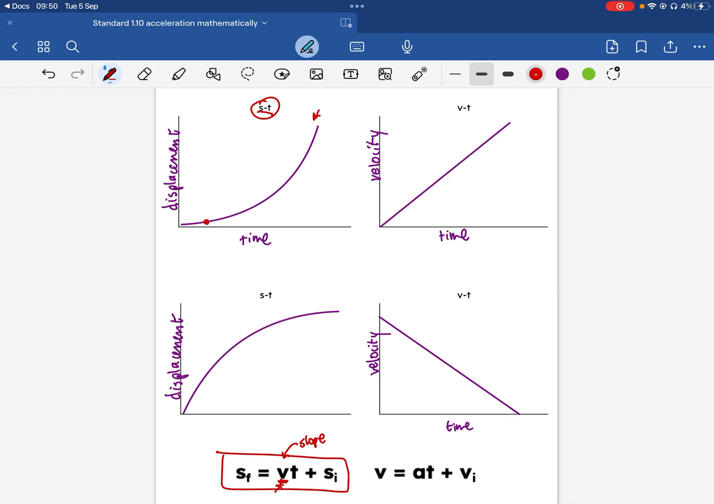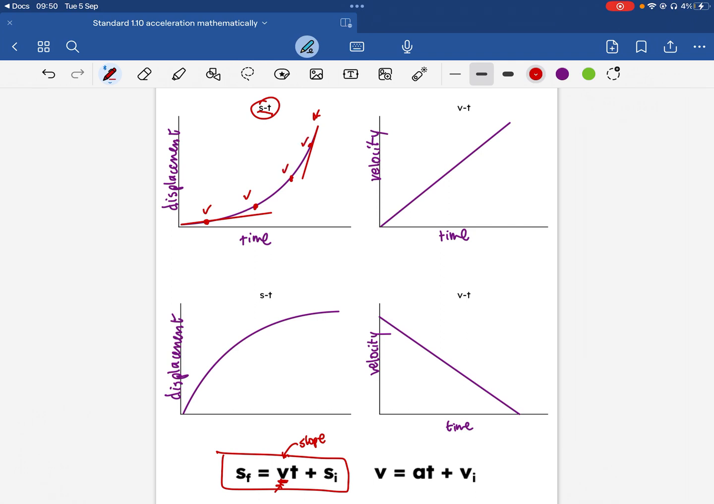Now I see that each point on this line has a different slope. If I were to find the slope at this first point here, well, it would be the slope of this line that I've just drawn that's right next to the line. If I were to find the slope at this point, it would be the slope at this point that's right next to the line. And so each point here has a different slope.